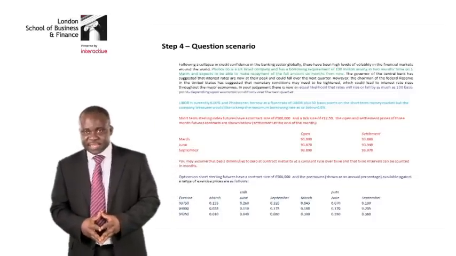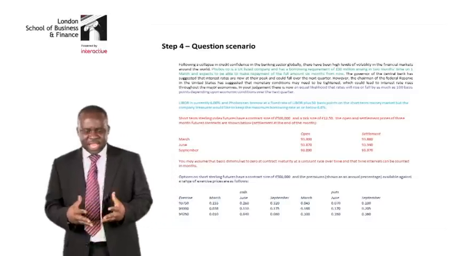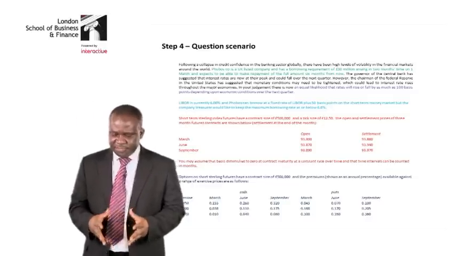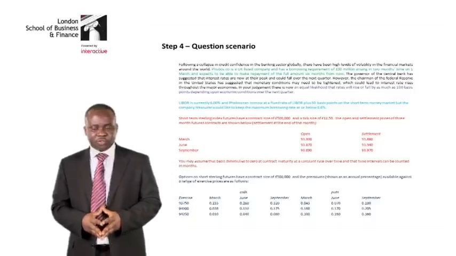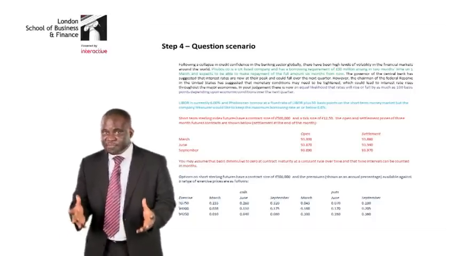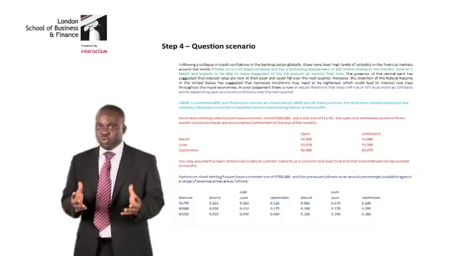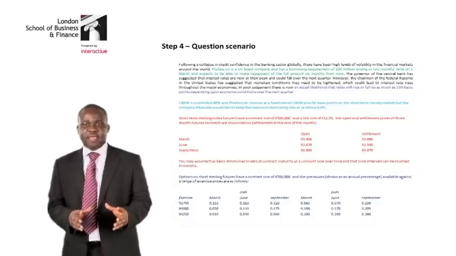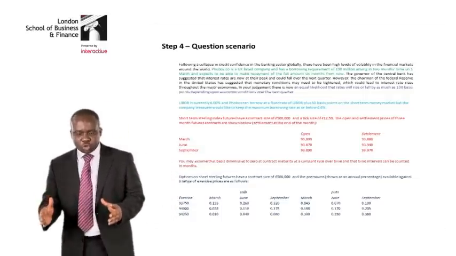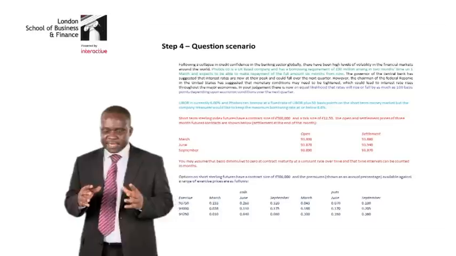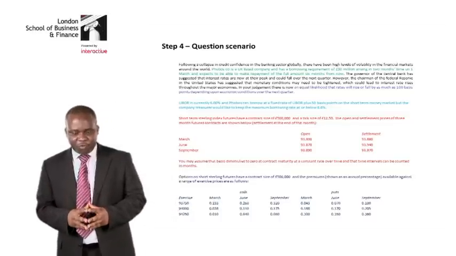If I read the question, it gives us the basis that following the collapse in the credit confidence in the banking sector, there have been higher levels of volatility in the financial market around the world. That is general information to you. You don't need this information per se in doing a futures contract or an options contract. This is specifically for 4B.